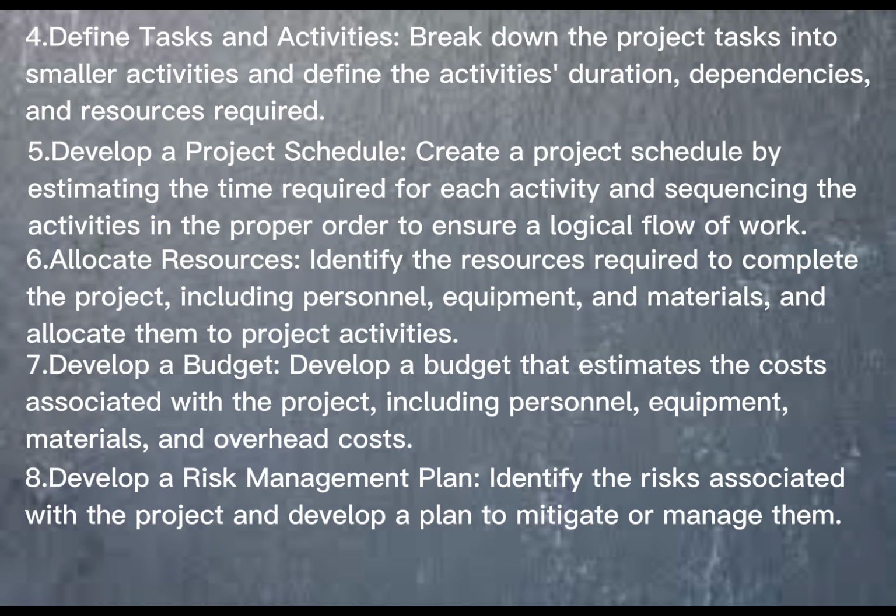6. Allocate resources. Identify the resources required to complete the project, including personnel, equipment, and materials, and allocate them to project activities. 7. Develop a budget. Develop a budget that estimates the costs associated with the project, including personnel, equipment, materials, and overhead costs. 8. Develop a risk management plan. Identify the risks associated with the project and develop a plan to mitigate or manage them.